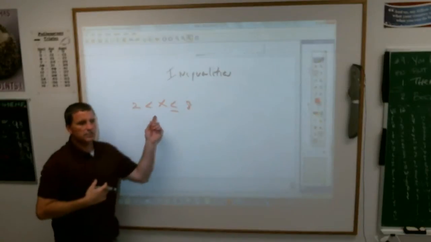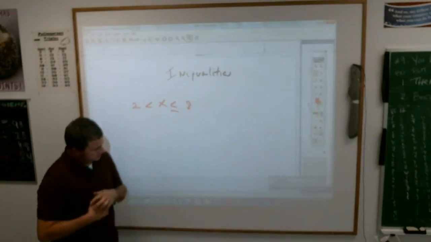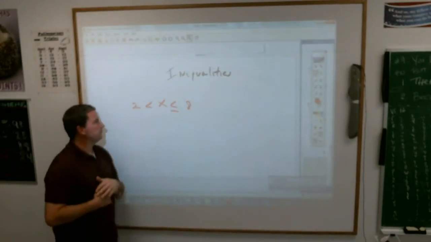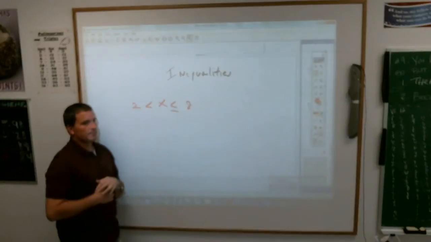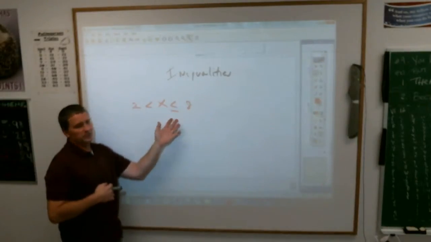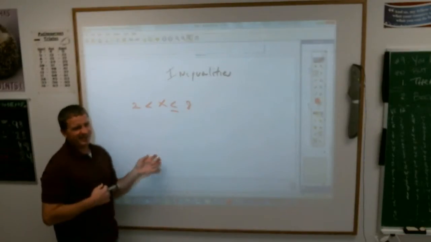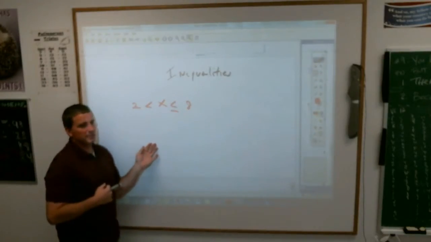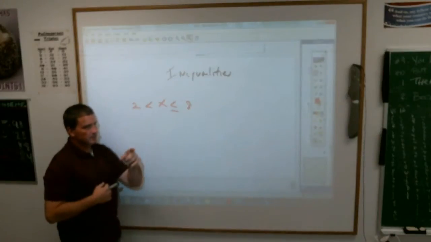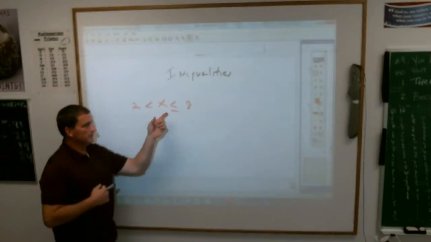How do you say this? Review from yesterday. Everybody wants to say that 2 is less than x, which is less than or equal to 8, but that's not how I would say it. Unfortunately, this is one of those times where you have to recognize that. I would say x is greater than 2, and x is less than or equal to 8.